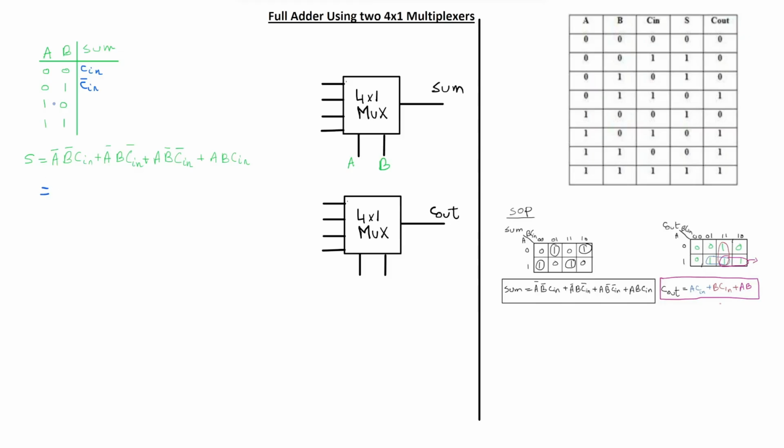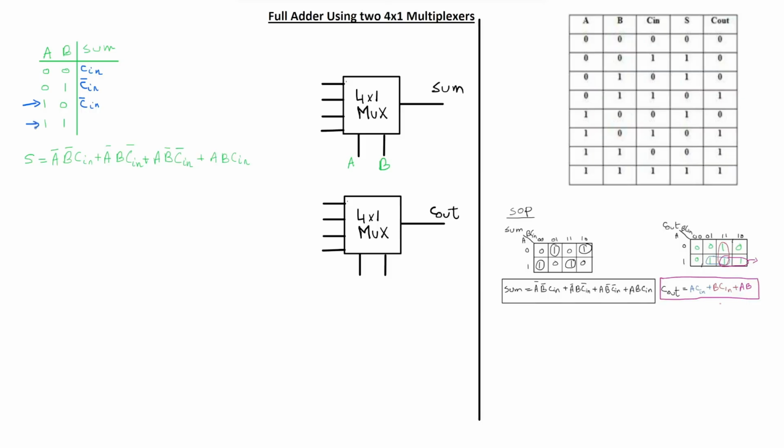Next, let's do the same thing for the third row, 1 0. A is 1, so A bar is 0. So this term will be 0, plus. A is 1, A bar is 0, so the second term will be 0, plus. The third term, A is 1 times B is 0, so B bar is 1 times Cin bar, plus. B is 0, so the last term will be 0. So this will be equal to Cin bar. So for the third row, we will pass Cin bar for 1 0.